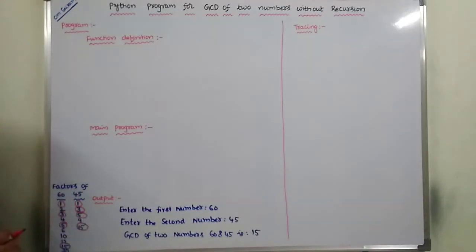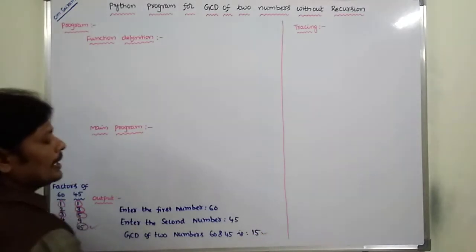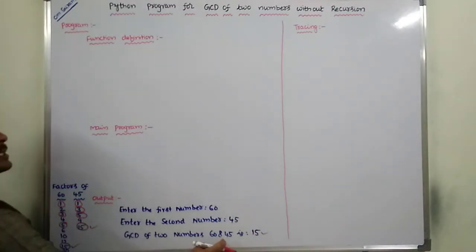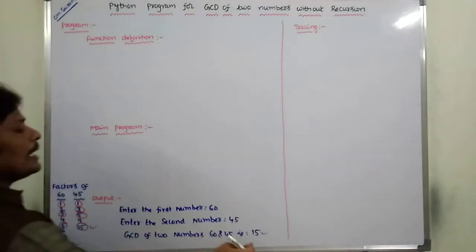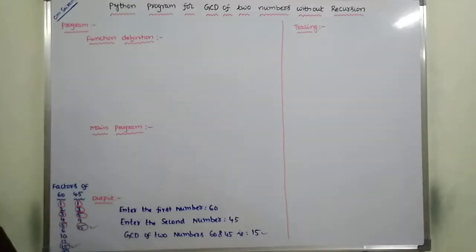Among the common factors, what is the maximum common factor? The maximum common factor is 15. So that is the answer. GCD of two numbers 60 and 45 is 15. GCD means greatest common divisor. What are the common divisors between 60 and 45? 1, 3, 5, 15. Among them, what is the greater number? That is 15. Now 15 is the greatest common divisor.